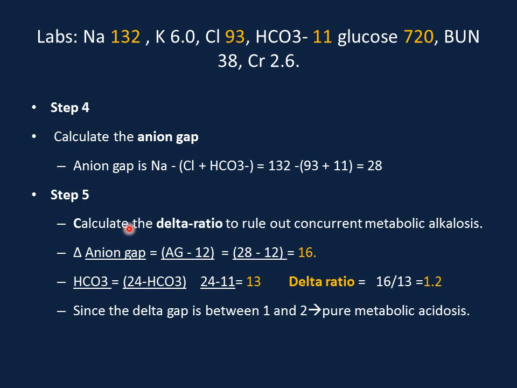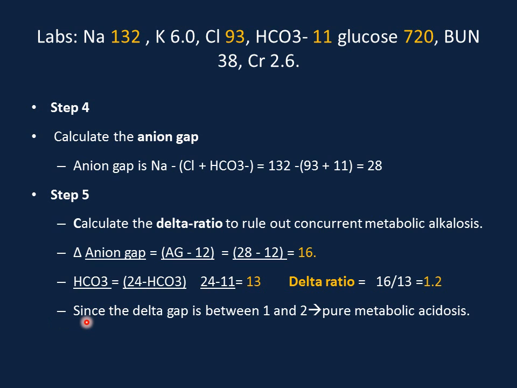The next step is to check the delta ratio, to rule out any concurrent metabolic alkalosis because of the vomiting. So you need to calculate first the anion gap, the measured one, which is 28, minus the normal anion gap, which is 12. This equals 16. Then the normal bicarb minus the measured bicarb. Normal bicarb is 24 minus 11, so equals 13. So 16 divided by 13 will give you the ratio. So the ratio is 1.2.